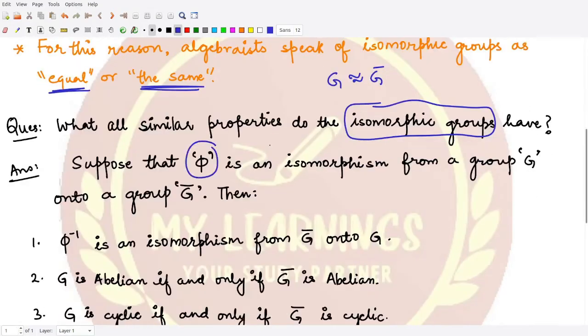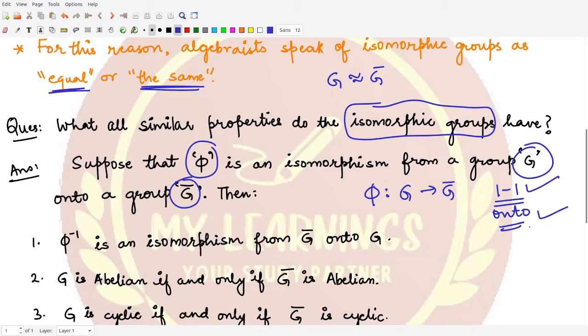If this phi, as I've told you, represents an isomorphism from the group G to the group G bar, in that case the first property tells us that we already know phi from G to G bar is an isomorphism. So that means it is 1 1, and it is onto, correct? Because it is 1 1 and onto, its inverse would definitely exist. Now this inverse would also be an isomorphism, and it would be an isomorphism from the group G bar onto the group G, right? So this is the first property here.